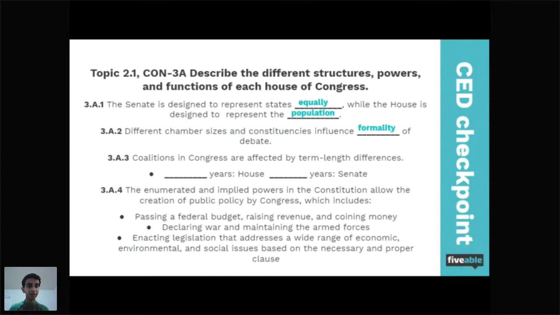The next blank: coalitions in Congress are affected by term length differences. So how many years is a House term length and how many years is a Senate term length? 2 and 6, exactly. The House is 2 years and the Senate is 6 years. Great job.